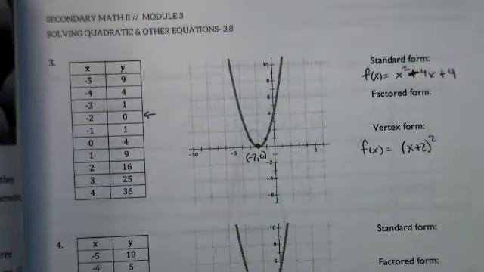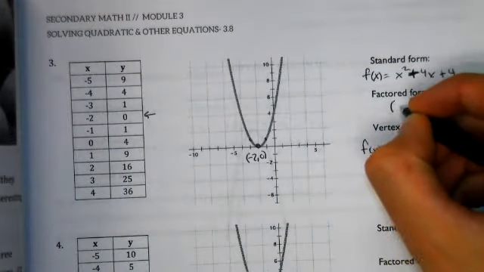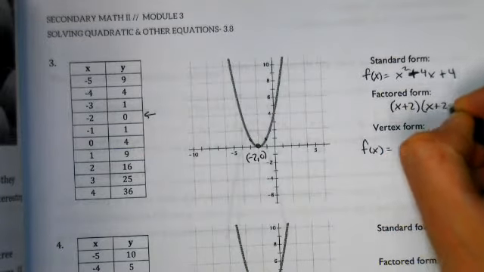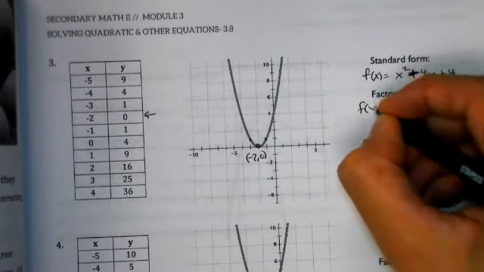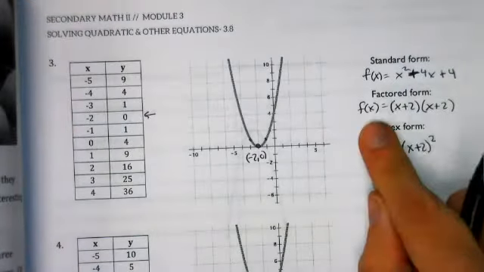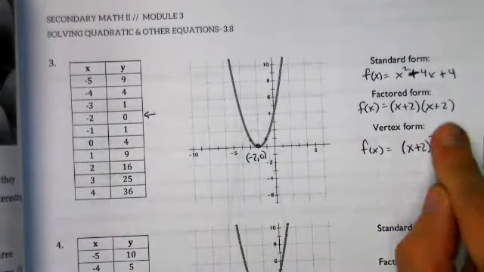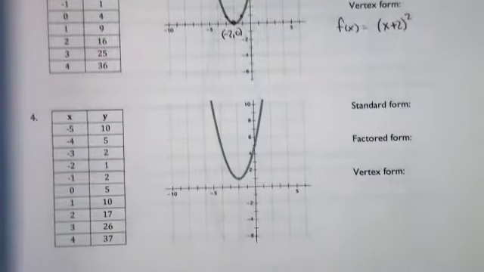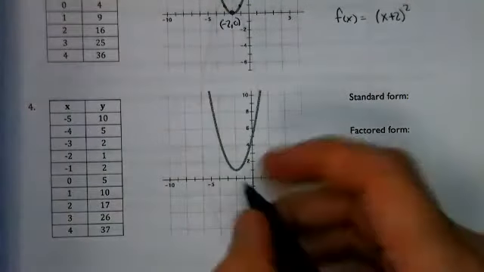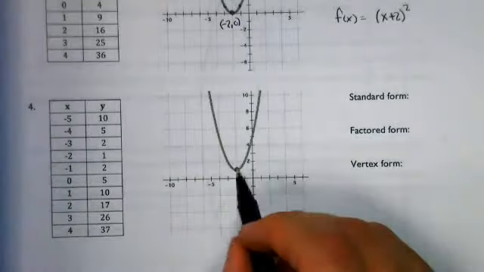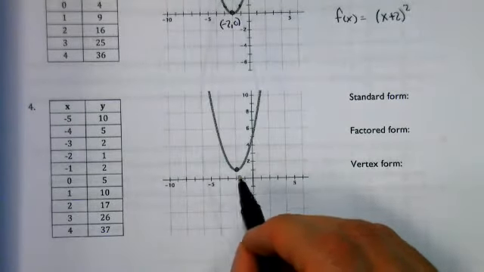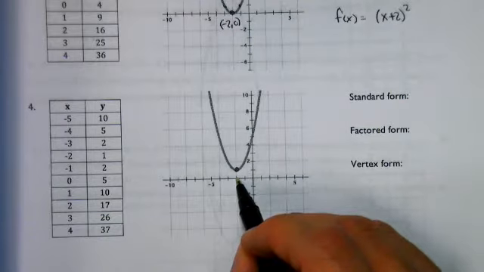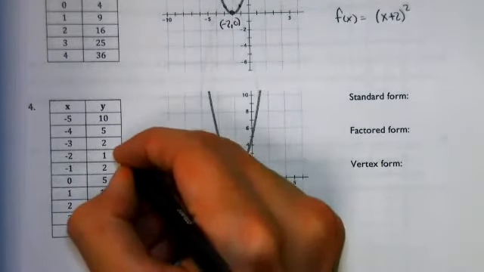Now, if I factor this, I get two factors of the same binomial. So f of x equals x plus 2 times x plus 2. Okay. This one has a vertex here, and the vertex is at -2, 1, and I see that here. This is the vertex.